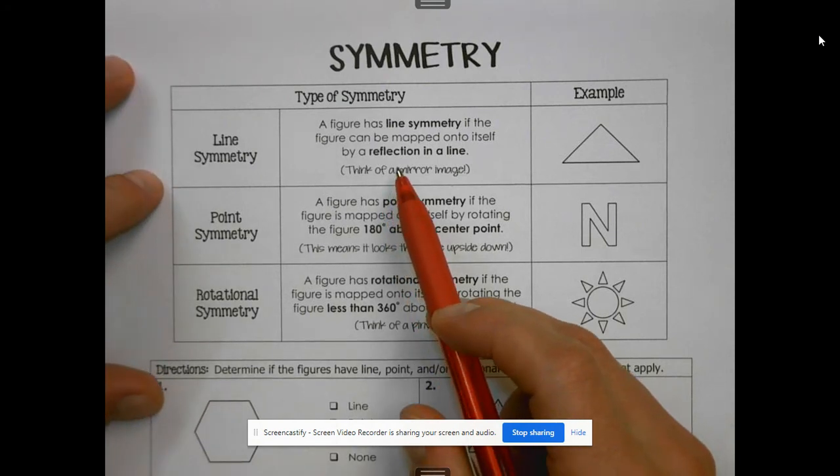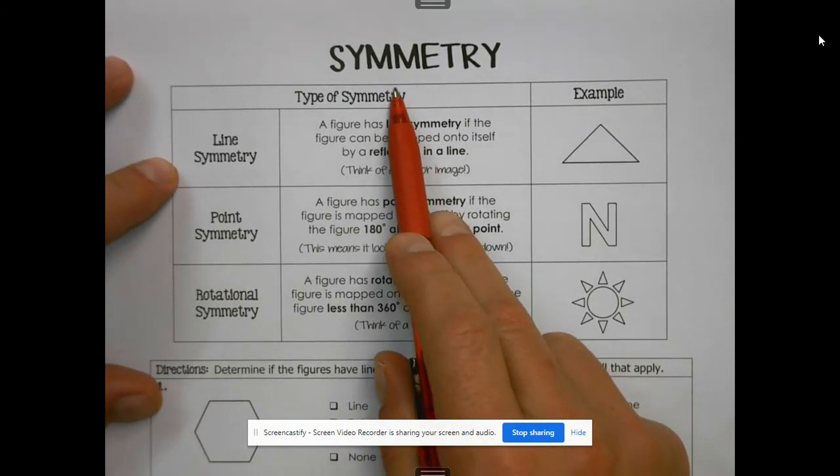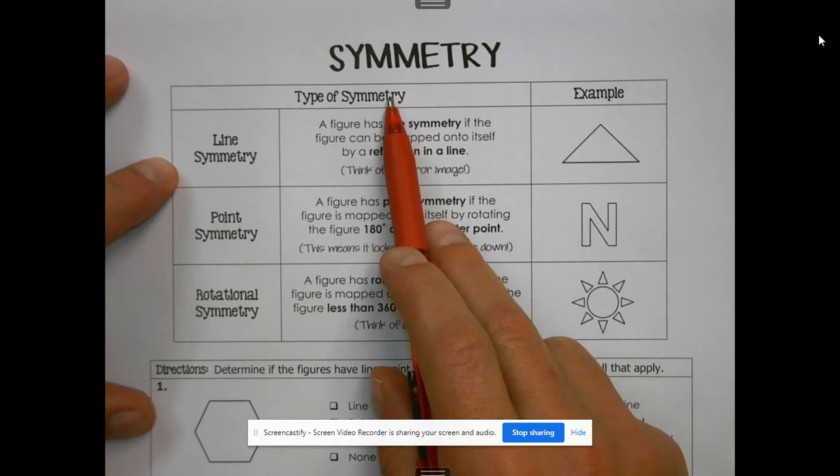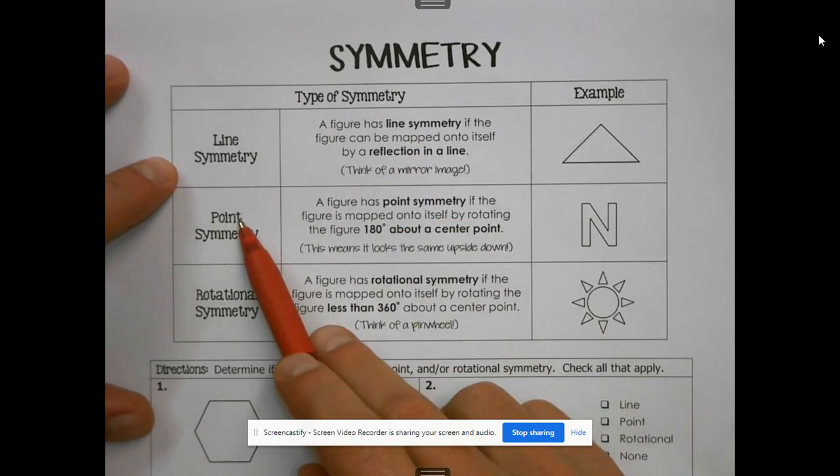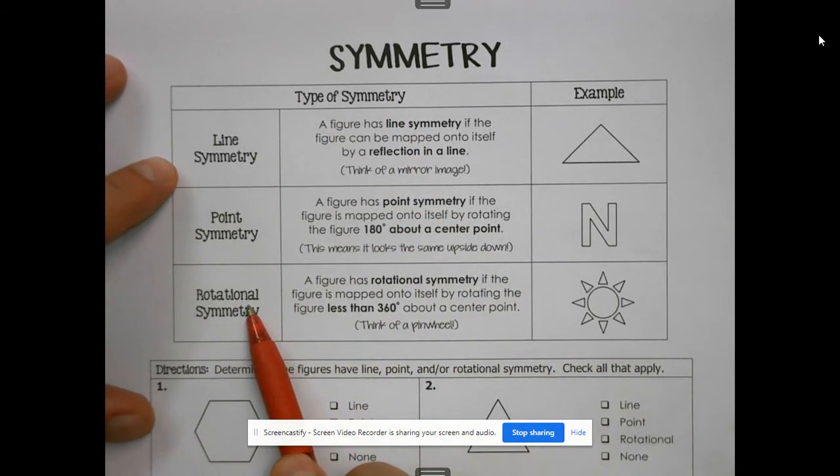All right, your last lesson in this unit is called Symmetry. In this section, we'll talk about three types of symmetry: line, point, and rotational. And we're going to add one piece to rotational. It's going to be called magnitude. We'll talk about that once we get to some examples.